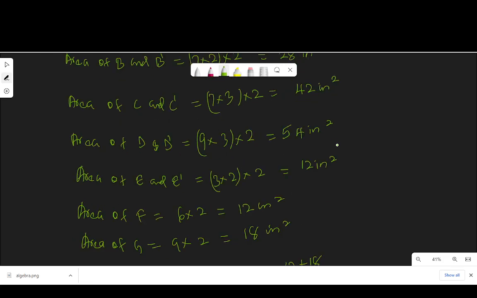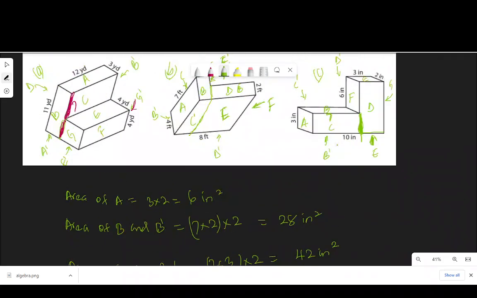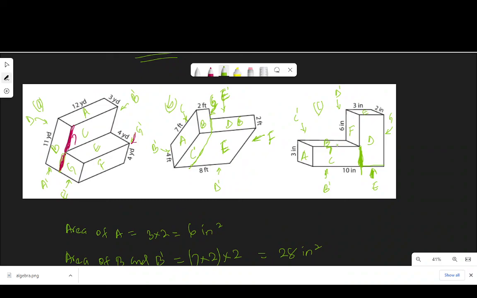And that brings us to the end of this lesson on how to calculate the surface area of solid figures.